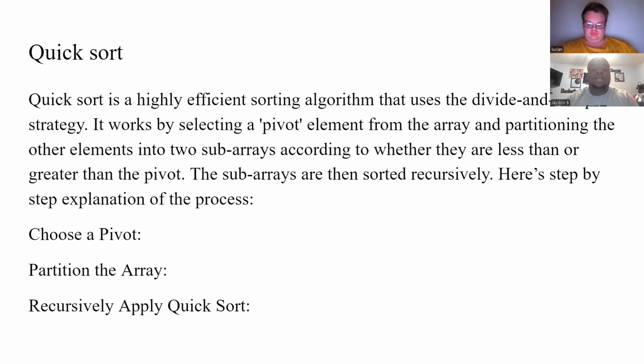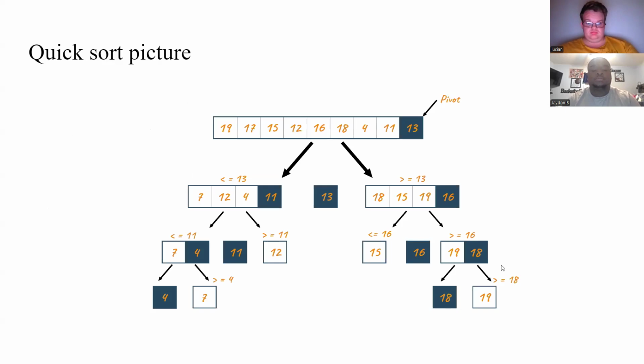And here's a step-by-step explanation of the process. You choose a pivot, partition the array, and recursively apply quicksort. And this is an example that we have provided about how quicksort goes. So you have 13 right here, then 13 comes right here in the middle, and then you have 13 right here at the top, then 13 right here.